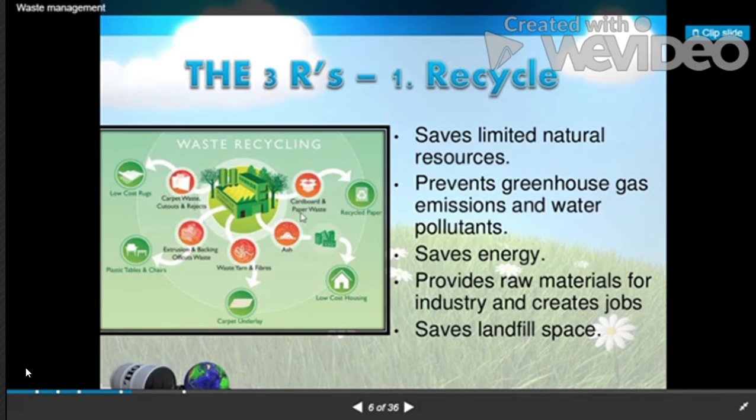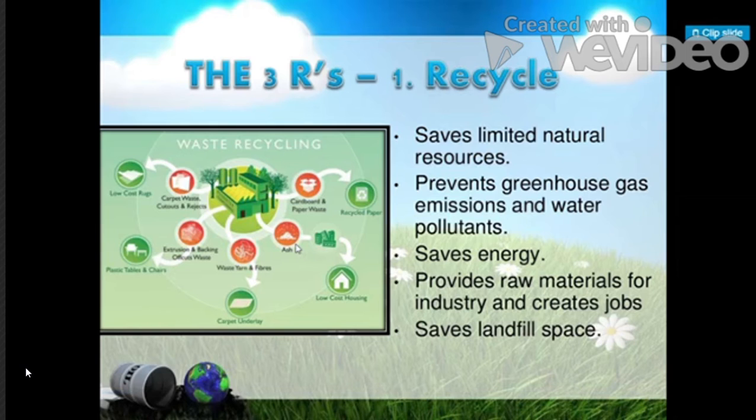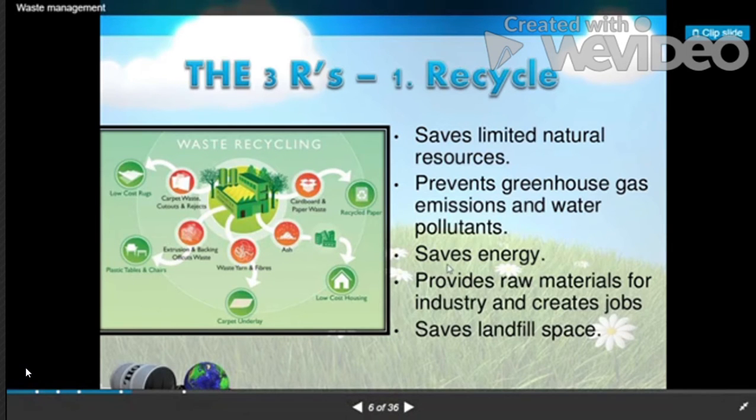We need to recycle paper, and we need to reuse plastic tables and chairs. And also here, we can make carpet waste or cutouts and rejects into low-cost rugs. And also the waste yarn and fibers into carpet underlay. The extrusion and backing offcuts waste, we can make into plastic tables and chairs. And also the ash, we can process it and turn it into material for low-cost housing.